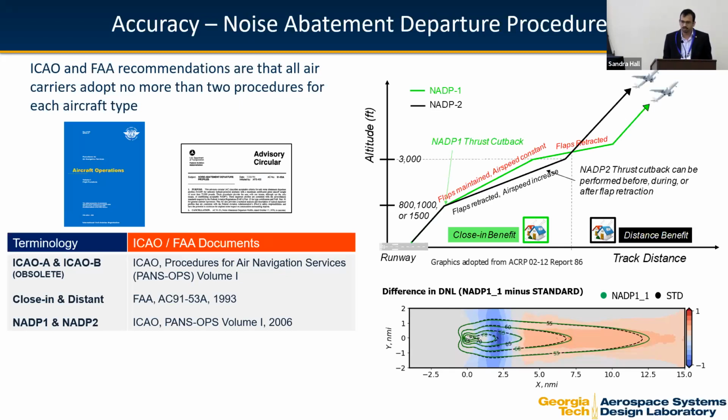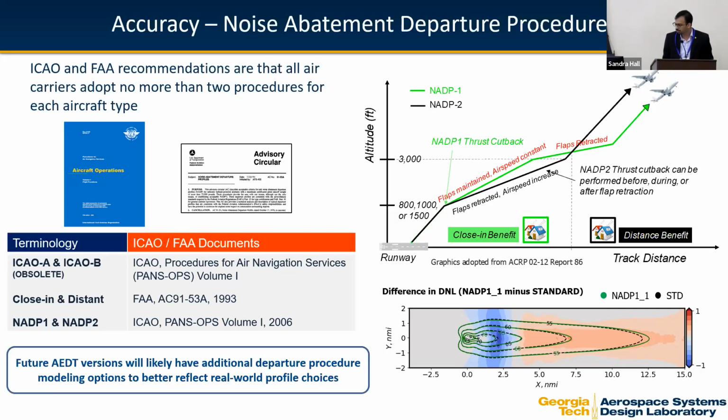So if you look at the chart on the bottom right, we have quantified the differences in the DNL noise metric. We're looking at NADP 1 profile versus a standard profile in ADT. And as you can see, it can have quite a bit of difference on the noise contours. And we might see that being implemented in a future ADT version, as it's still currently underway.